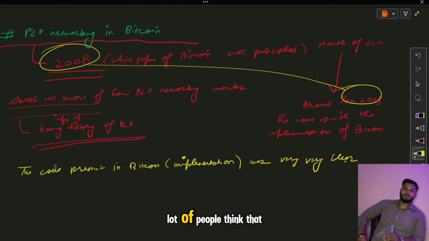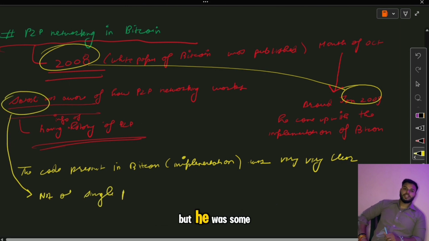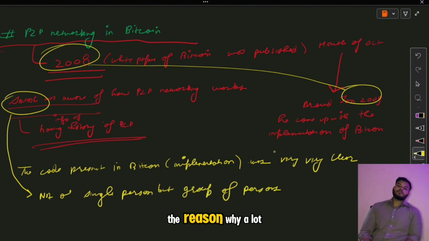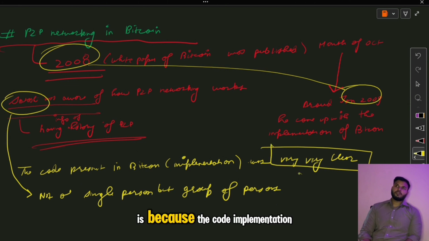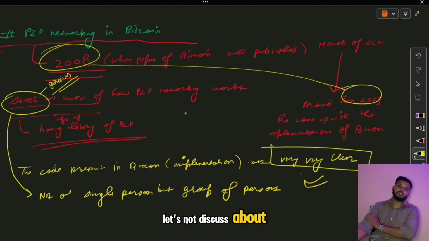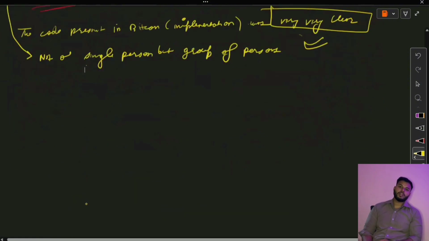A lot of people think that Satoshi Nakamoto was not a single person but a group of persons, because the code implementation was very clear. If a single person did that, it is non-trivial, and he must be a genius to have done it all alone. Let's not discuss who Satoshi Nakamoto is, but move to the peer-to-peer algorithm that Satoshi used in Bitcoin.